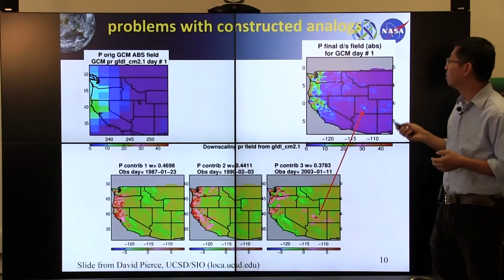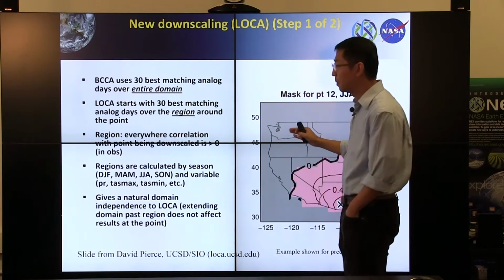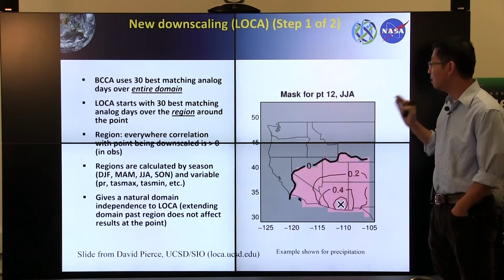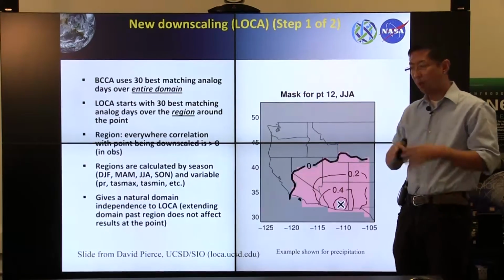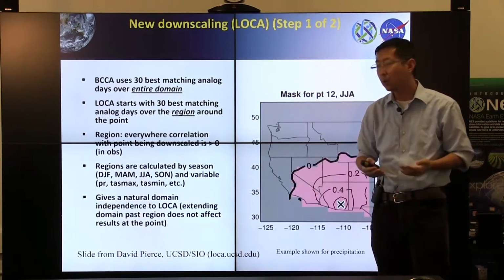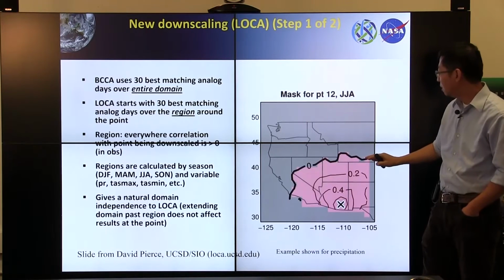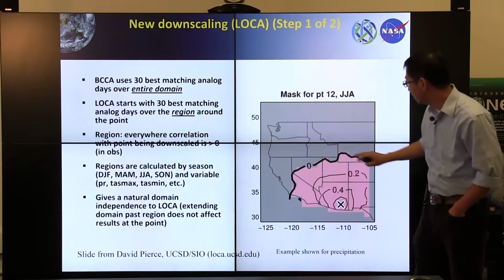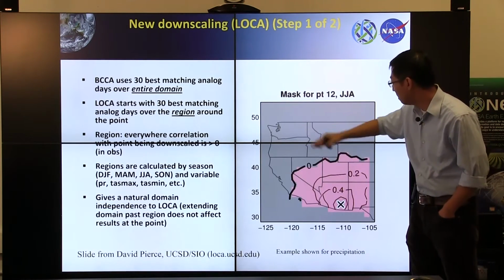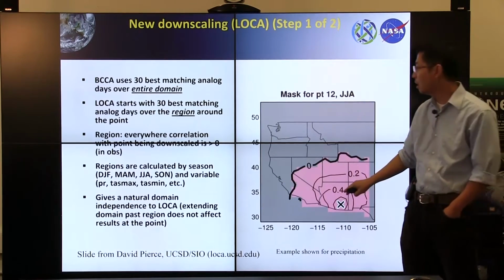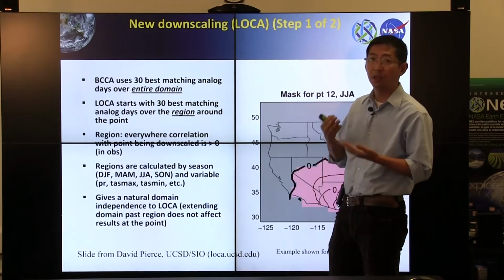So in order to solve these problems with constructed analogs, Dave Pierce came up with this idea. It's kind of interesting, and it's not complicated to understand. First, instead of just using the analogs for the whole domain, say the whole US, we're going to define or search some kind of regions, let's say the Southwest US. You don't have to use Northwest US to match with somewhere here, right? So basically, you use some regional patterns to search for the analogs in the historical record.